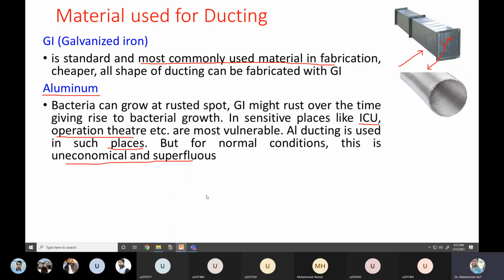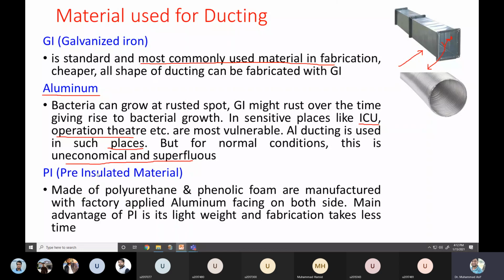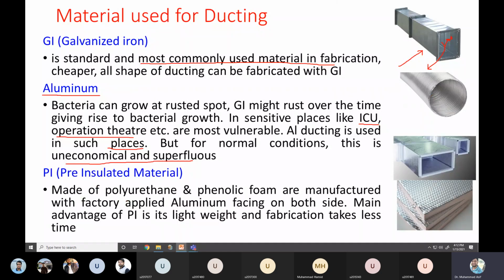and the third material that is used for the ducting is a pre-insulated material, right? When you want to save time and money, then what you do, you use an already fabricated sheet. The sheet is made of two materials. The inner is some insulated material, and the outer surface is made of aluminium sometimes, right? So both sides are under the aluminium material. So these sheets are used to fabricate these ducting, right? It can save time and it can save money.